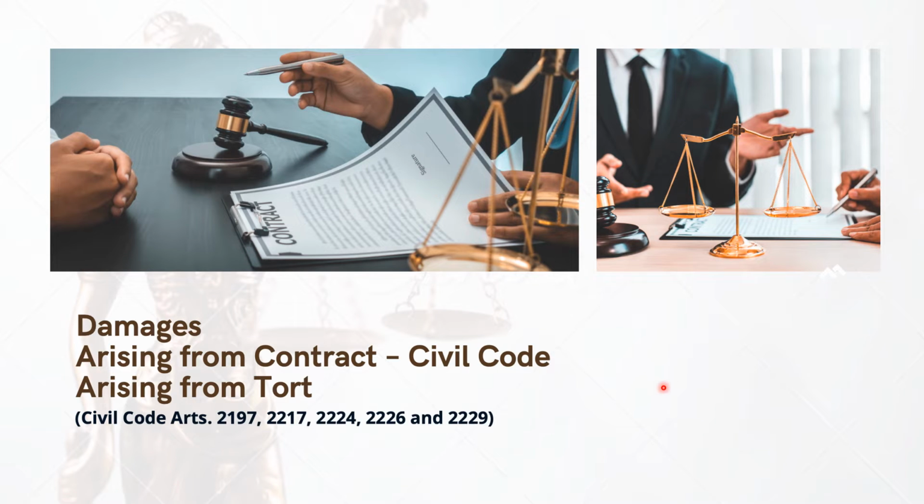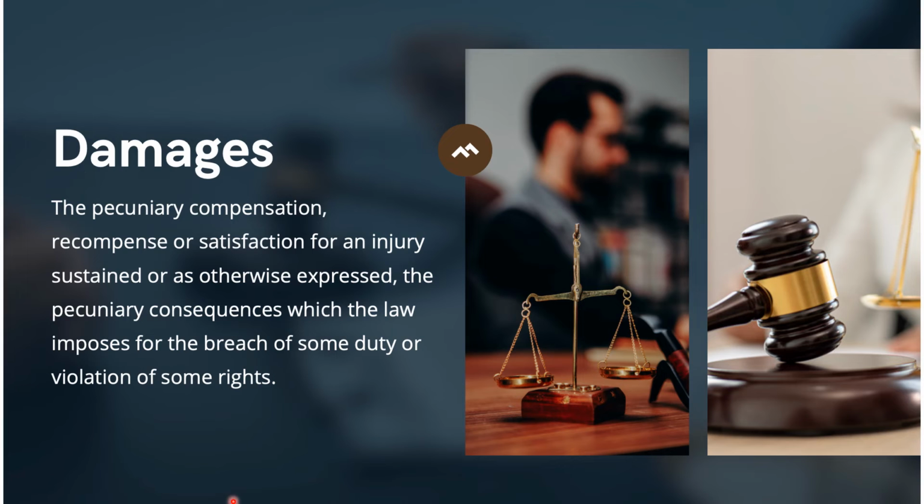Hi everyone. In this topic, we are going to discuss damages arising from contract and damages arising from tort, specifically Civil Code Articles 2197, 2217, 2224, 2226, and 2229. So let us first define damages.